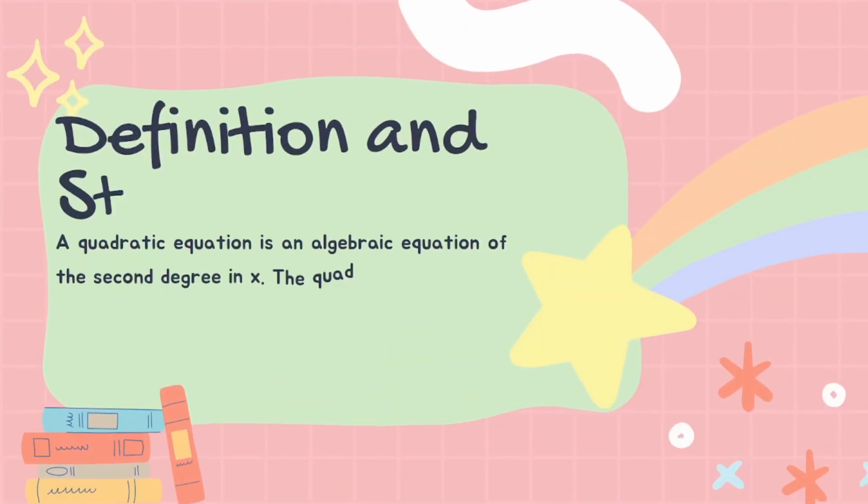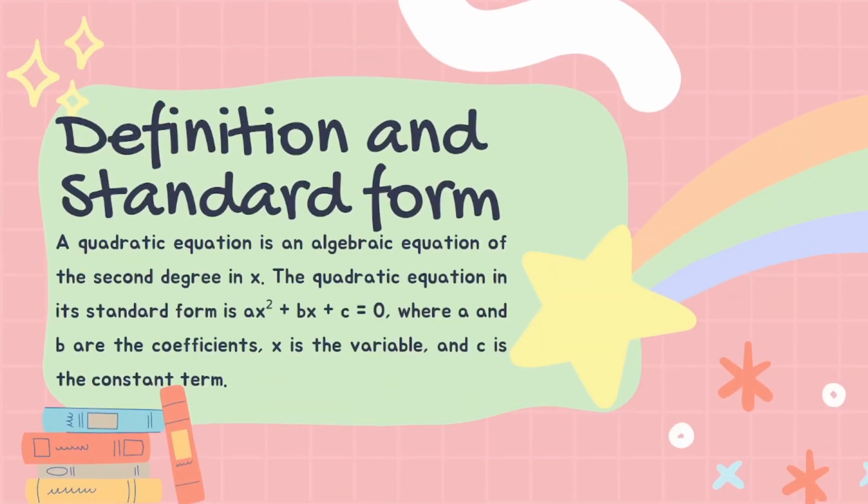Okay, so definition and standard form. What is a quadratic equation? A quadratic equation is an algebraic equation of the second degree in x. The quadratic equation in its standard form is ax squared plus bx plus c equals 0, where a and b are the coefficients, x is the variable, and c is the constant term.